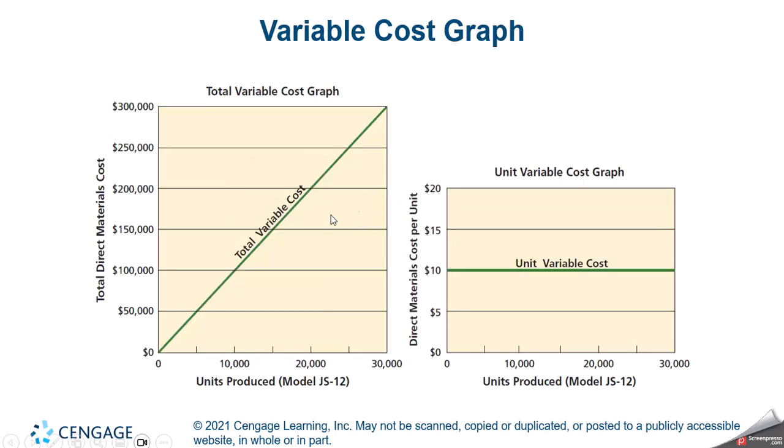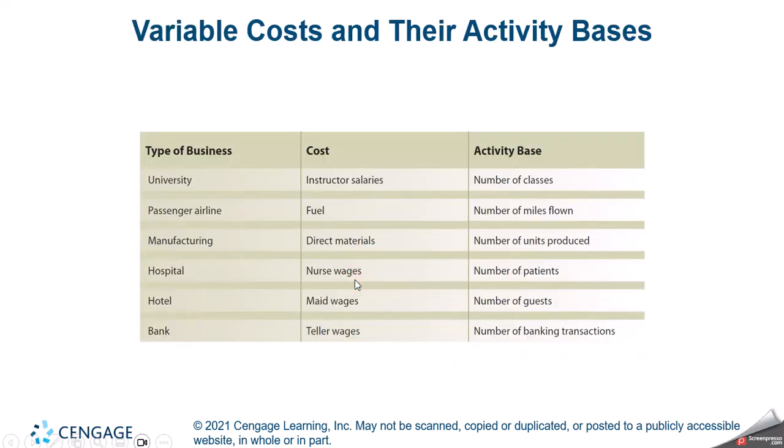So here it shows you graphically that with each unit, I go up by the 10 bucks. So it's just a straight line going up. My costs go up as my units go up. The unit cost is the exact same. No matter how many units I produce, it's still 10 bucks a unit.